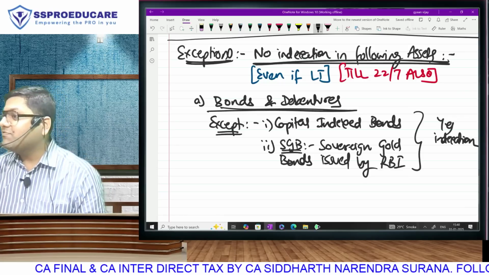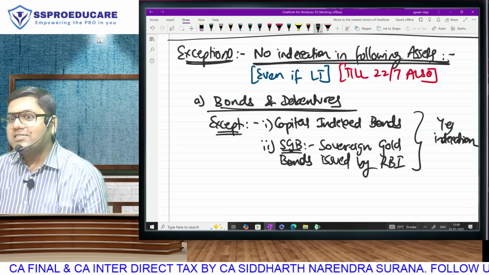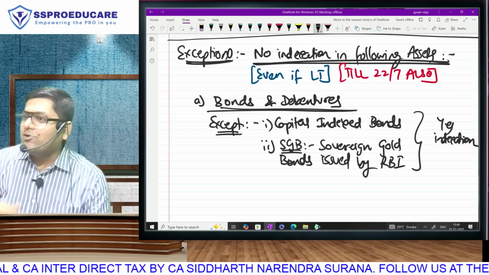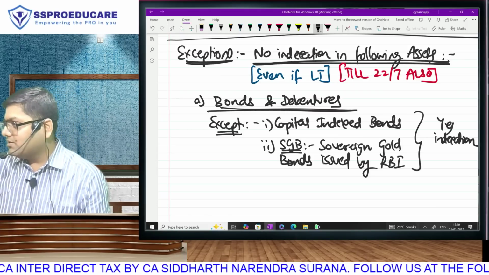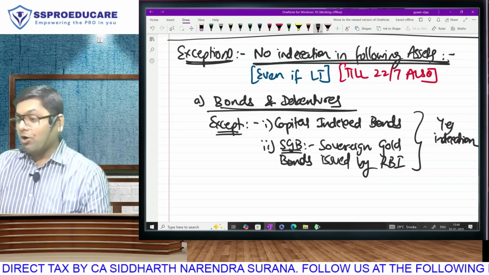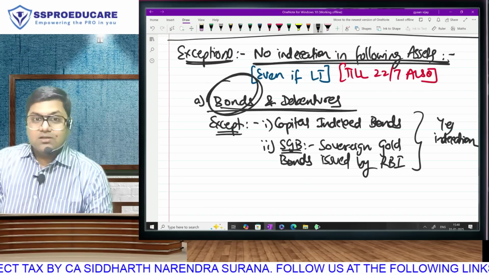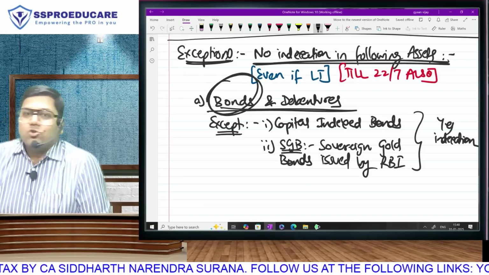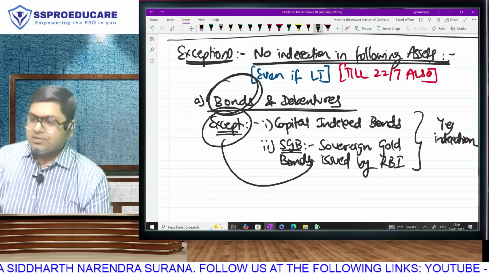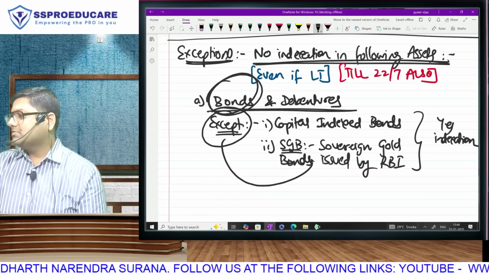Sir, when I invest in physical gold, I get indexation. You are motivating me to buy these bonds as a replacement of physical gold. We can call them digital gold. But these bonds don't give indexation, no. Then physical gold is better. So don't worry. These bonds will give you indexation because we put them under the exceptions.